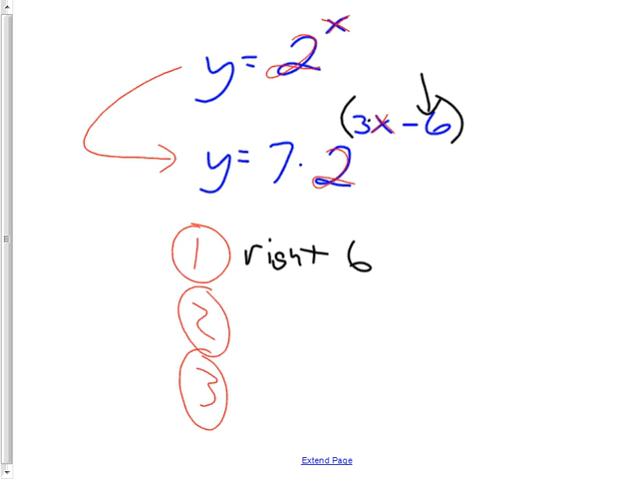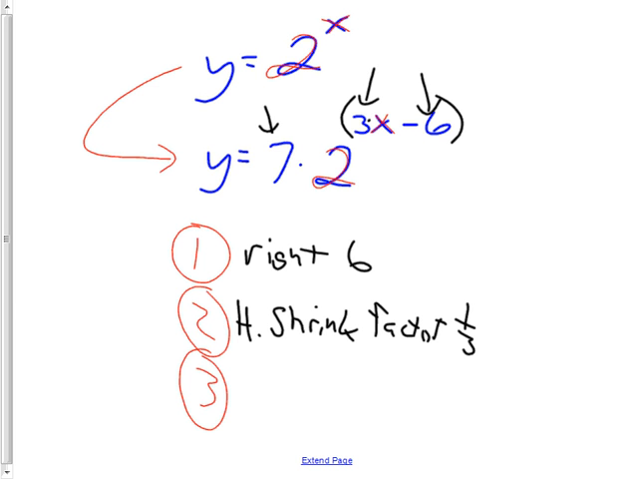Good. Then the next step is this one, of course, and that one is not 3 times wider. It seems like it is, but it's actually a shrink. Horizontal shrink, factor what? Yep. Factor 1/3. Okay, and then the last part is the 7, and that is a vertical stretch factor 7.